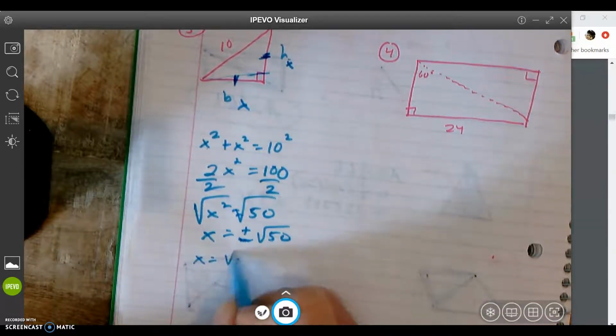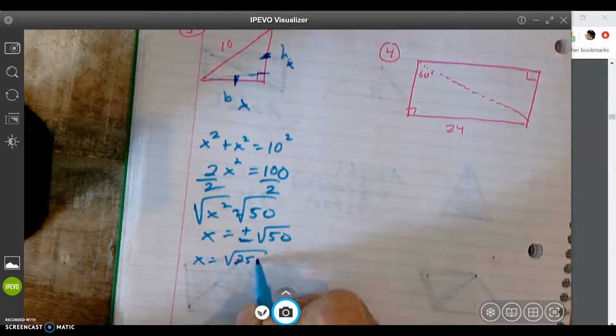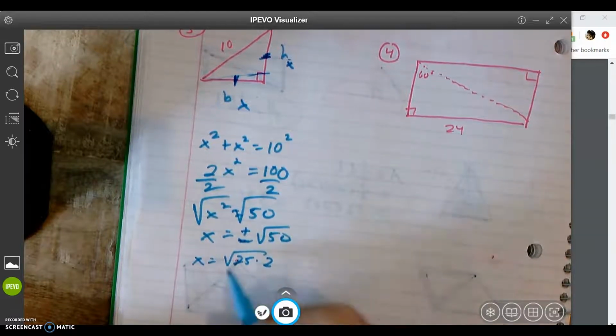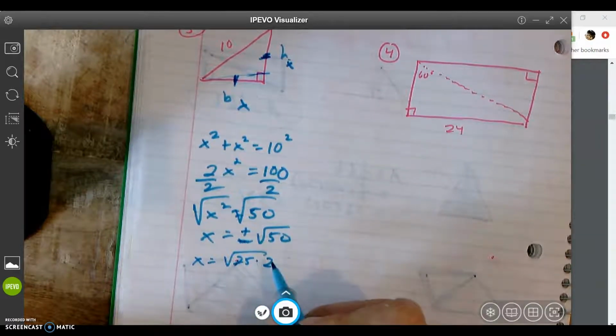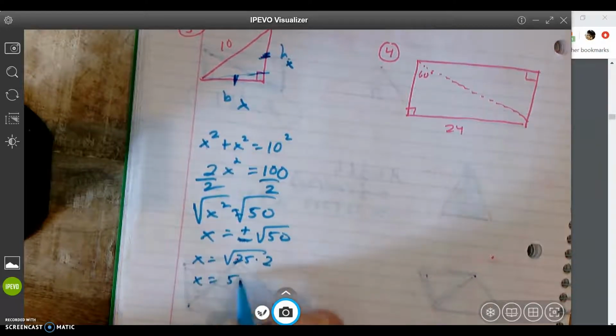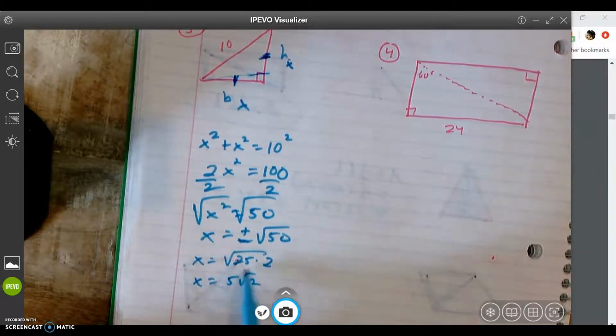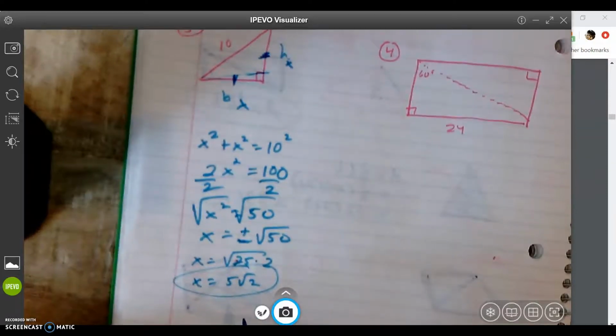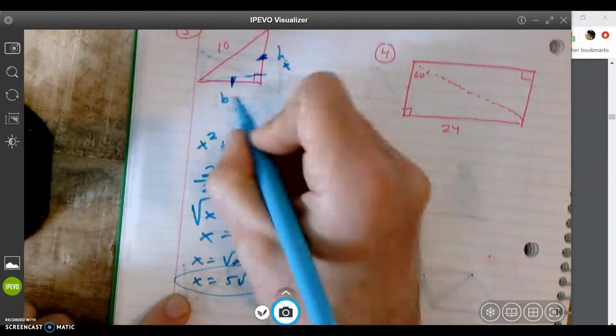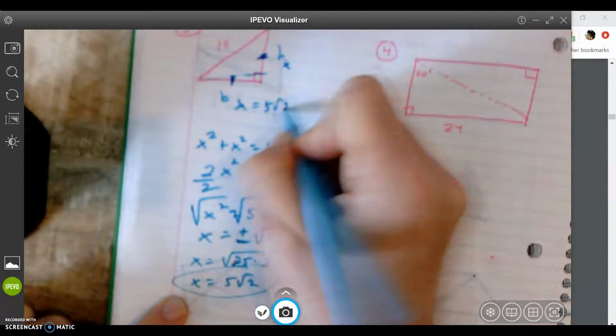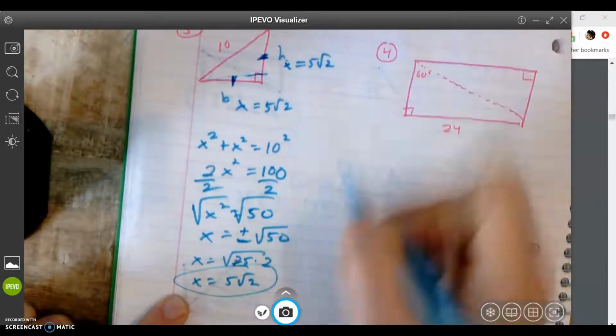What perfect square? Yeah, 25, because I can find the square root of 25. 25 times 2. 10 times 5 isn't going to work because I can't find the square root of either of those. So x equals 5 square root of 2. Whoop, got it. Okay, so what does that mean? This means that this x is 5 square root of 2, and this is 5 square root of 2.